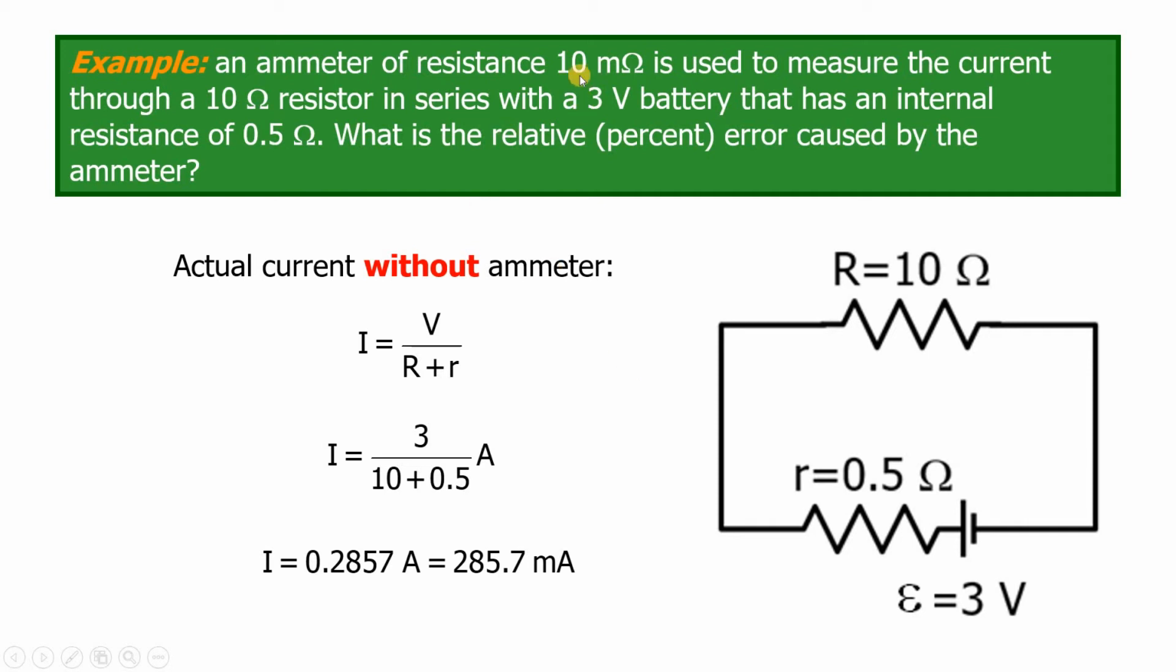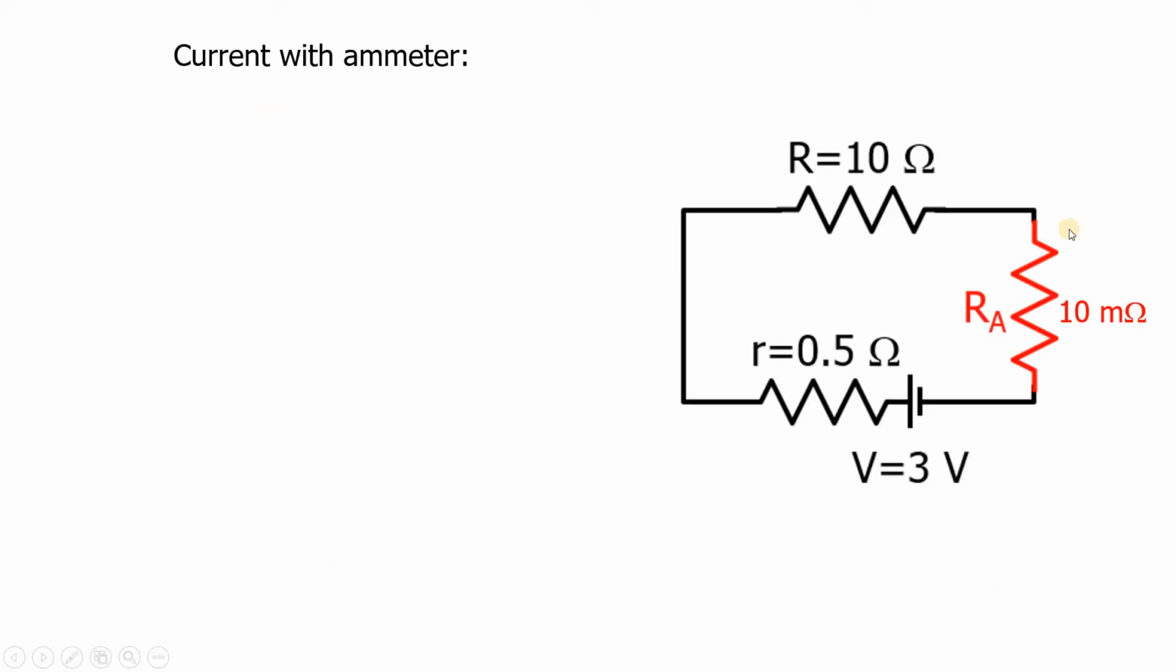So when we connect this 10 milliohm ammeter, we connect one ammeter here, and that equivalent resistance is 10 milliohm.